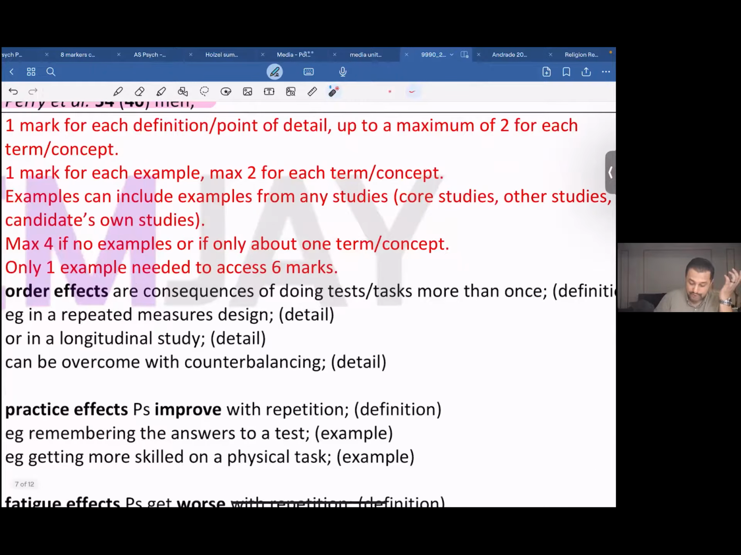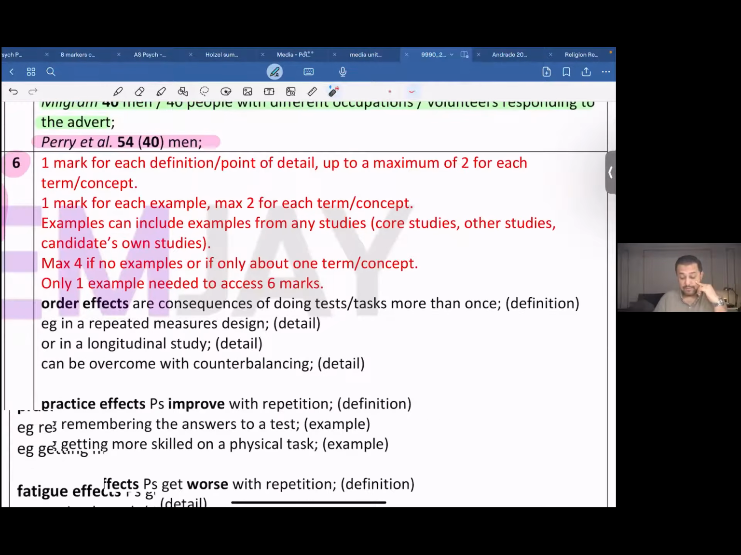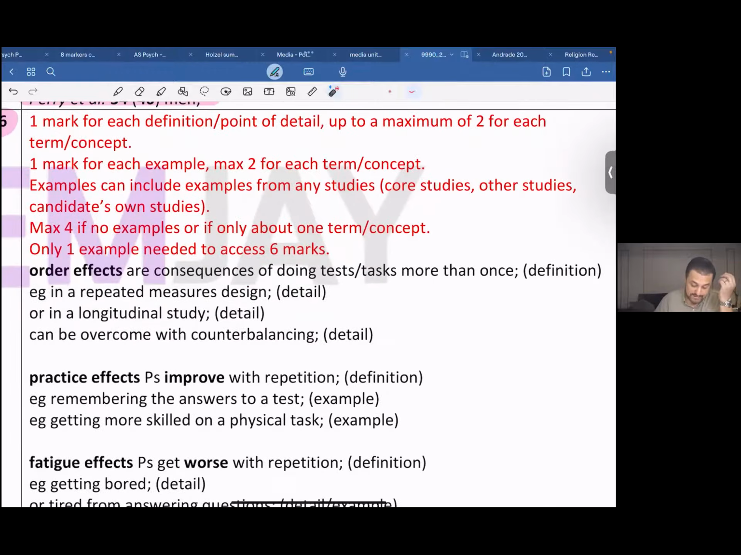Now, 1 mark for each definition, point of detail, up to a maximum of 2 marks for each term or concept, 1 mark for each example, max 2 for each term or concept. Examples can include examples from any study. This is what I was talking about. It could be a core study, any other study, or the candidate's own study. You could make it up. Maximum 4 marks if no example or if only about 1 term or concept, and only 1 example needed to access 6 marks.